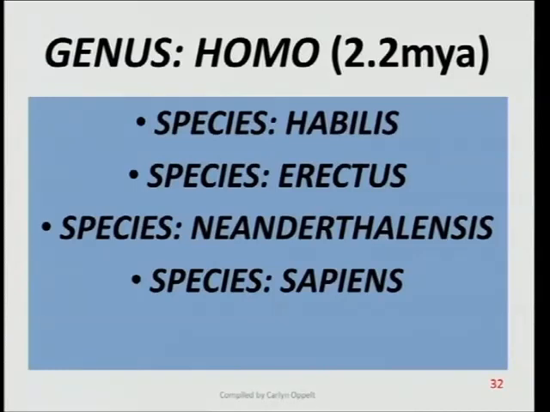Here we have the genus Homo, which lived from about 2.2 million years ago. We have different species: habilis, erectus, neanderthalensis. There we see that Homo erectus outcompeted Homo habilis, and they lived on, and they were the ones that started moving out of Africa. How do we know that? Because of the fossils we have found outside of Africa, the first fossils found on other continents, which gives us evidence that man originated on the African continent.